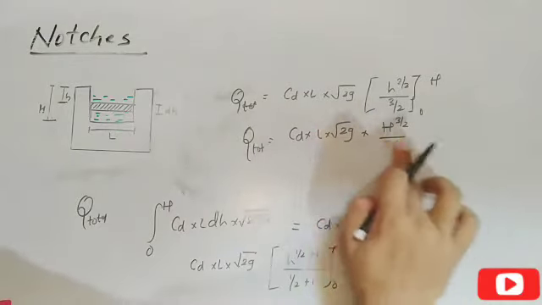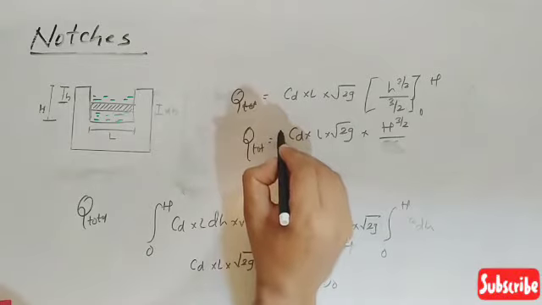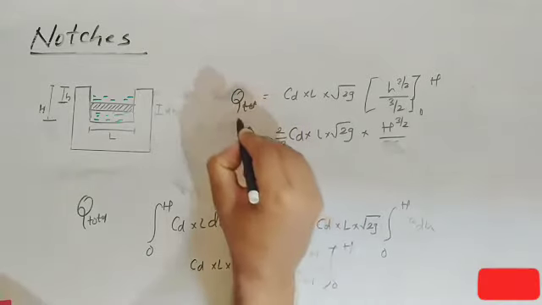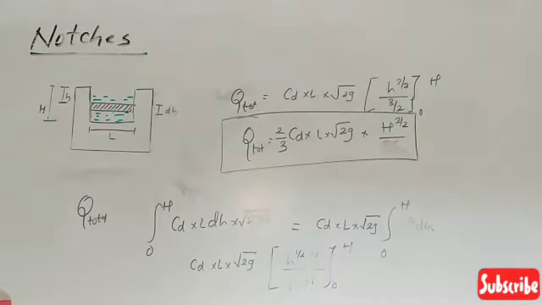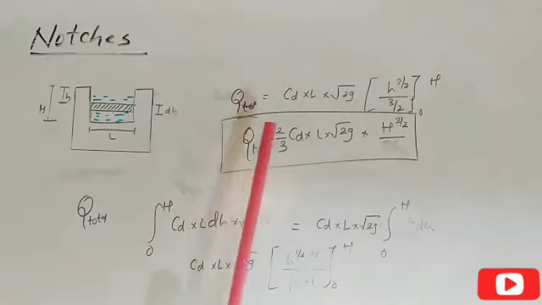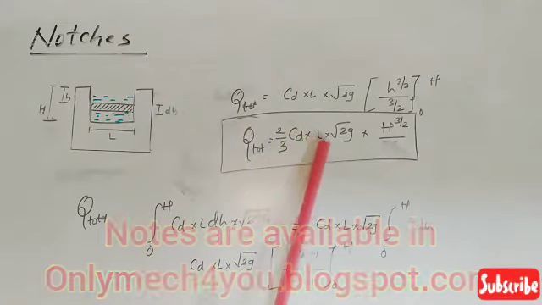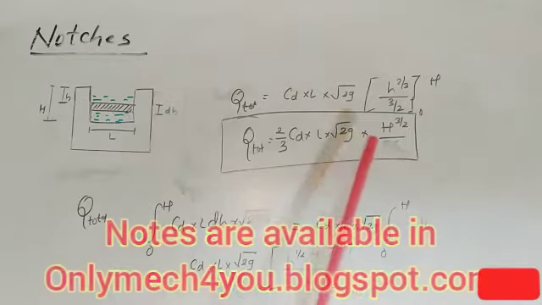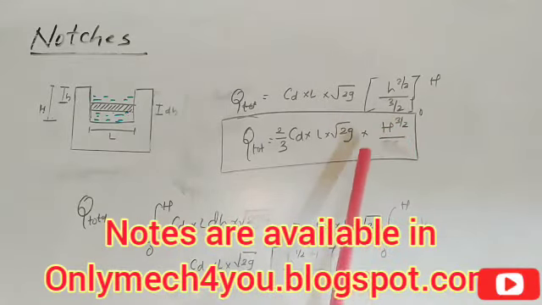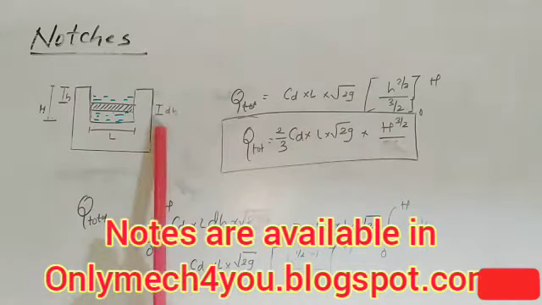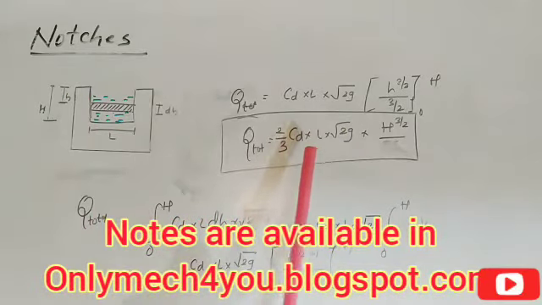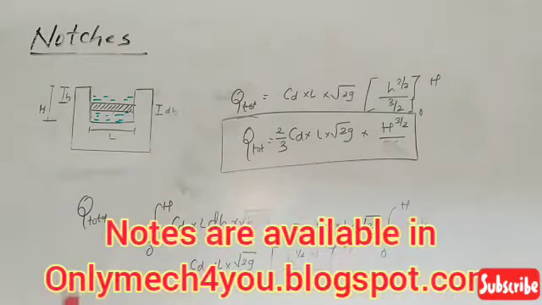I will take this 3 by 2 to the numerator, so it becomes 2 by 3. Now this is our final actual discharge through the rectangular notch: Q equals 2 by 3 CD into L into root 2g into h raised to 3 by 2, where g is the gravitational constant, h is the head, L is the length of the notch, and CD is the coefficient of discharge. This is our total discharge through a rectangular notch.